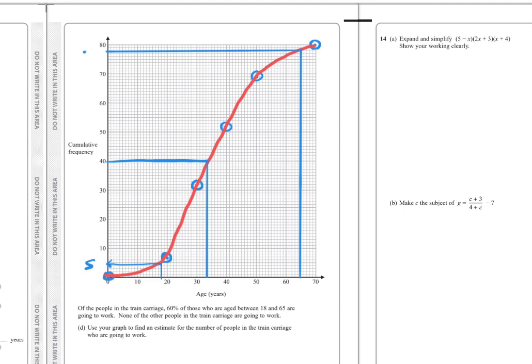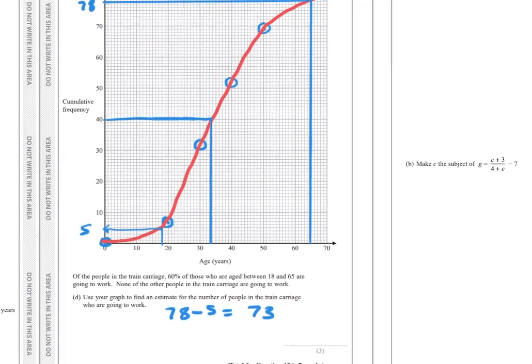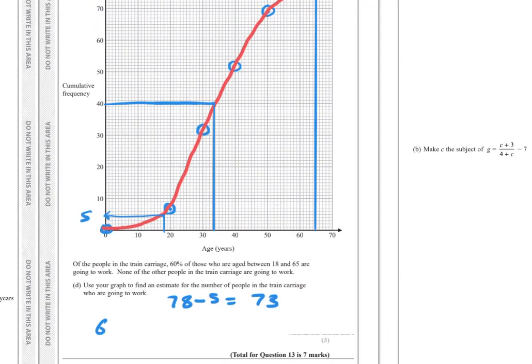Now find the number between 78 and 5. So 78 minus 5 equals 73. We need 60% of them, so 60 over 100 multiplied by 73 equals 43.8, so 44.